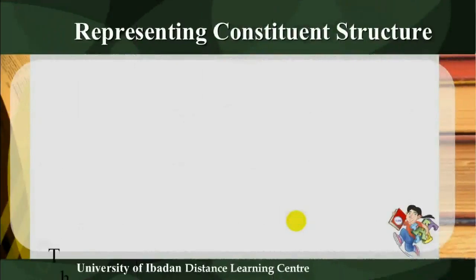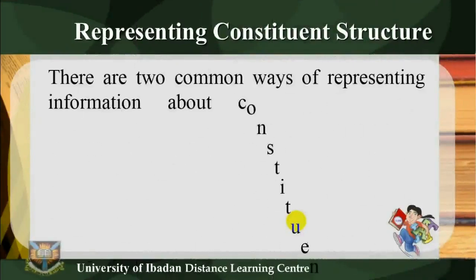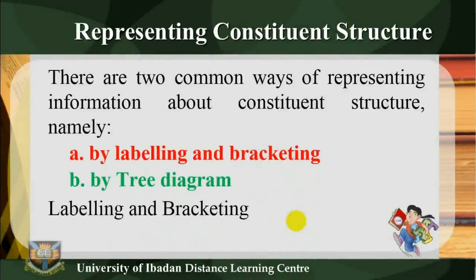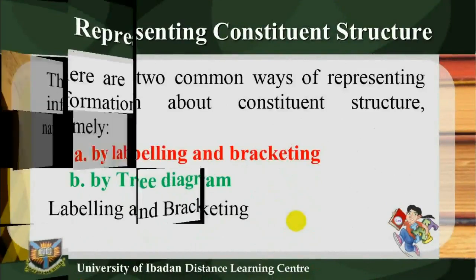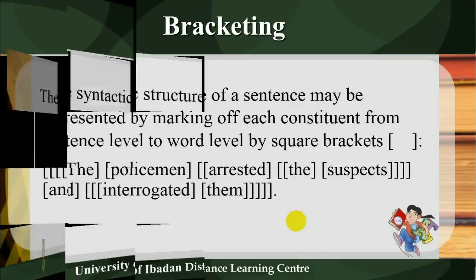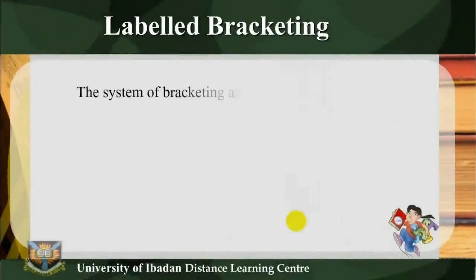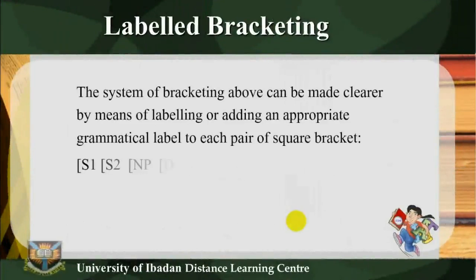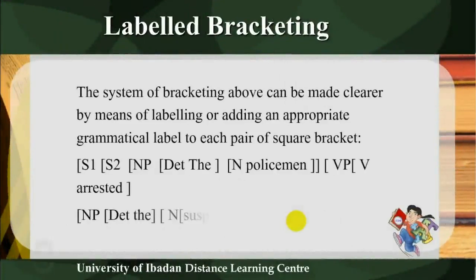There are 2 common ways of representing information about constituent structure, namely A, by labeling and bracketing, B, by tree diagram. Labeling and bracketing. Bracketing. The syntactic structure of a sentence may be represented by marking off each constituent from sentence level to word level by square brackets. The policeman arrested the suspects and interrogated them. Labeled bracketing. The system of bracketing above can be made clearer by means of labeling or adding an appropriate grammatical label to each pair of square brackets.